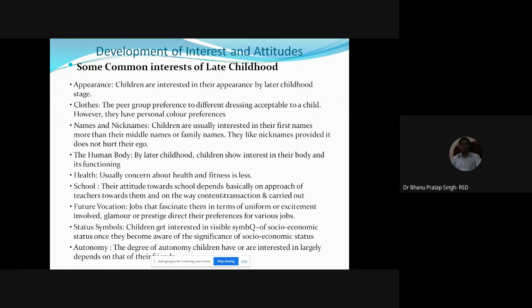School: the attitude of late childhood learners towards school depends basically on the approach of the teacher, even the school environment. The approach of the teacher means how and in what way the content transaction is carried out.